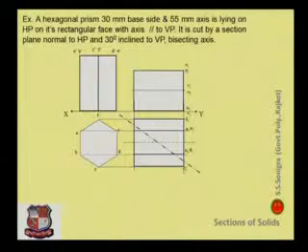Cut by a section plane normal to the horizontal plane and 30° inclined to the vertical plane. So it is cut by a cutting plane which makes an angle of 30° with the vertical plane. So from the XY line, draw a line which makes an angle of 30° with the XY line, a section line. This is the cutting plane line. This line makes an angle of 30° with the XY line and it bisects the axis. So find the midpoint of this and bisect it.